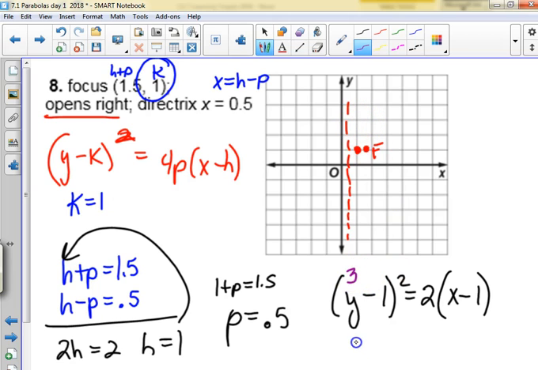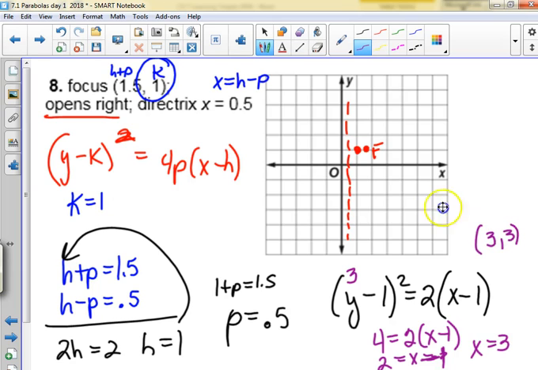So if I put in a 3 there, what's 3 minus 1? 2 squared is, okay, solve that. If I divide by 2, I get x equals 3. So we put in a 3, got out a 3, didn't we? We put in a 3 for y, got out a 3 for x. So this baby goes through 3, 3. So it's kind of narrow compared to some of them we've been doing. All right.